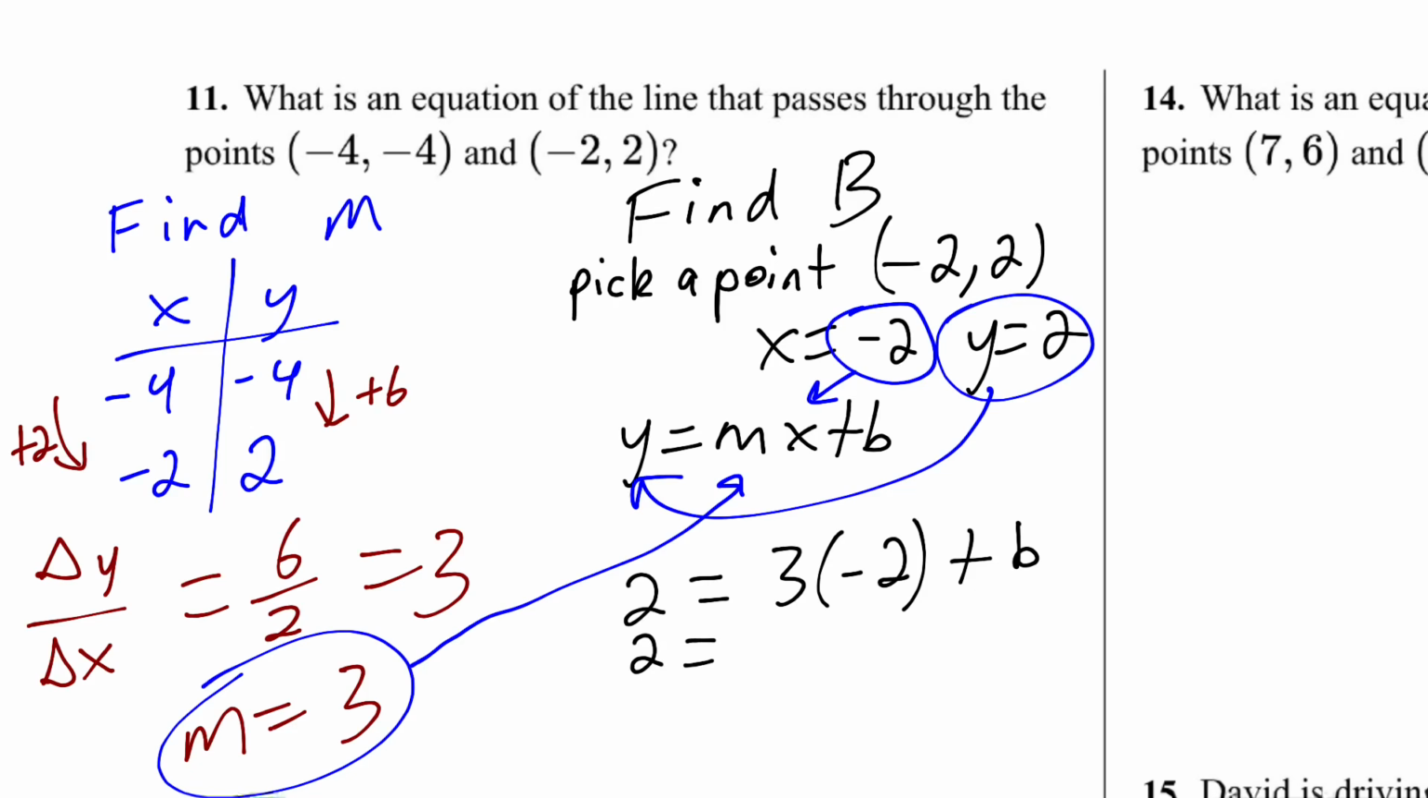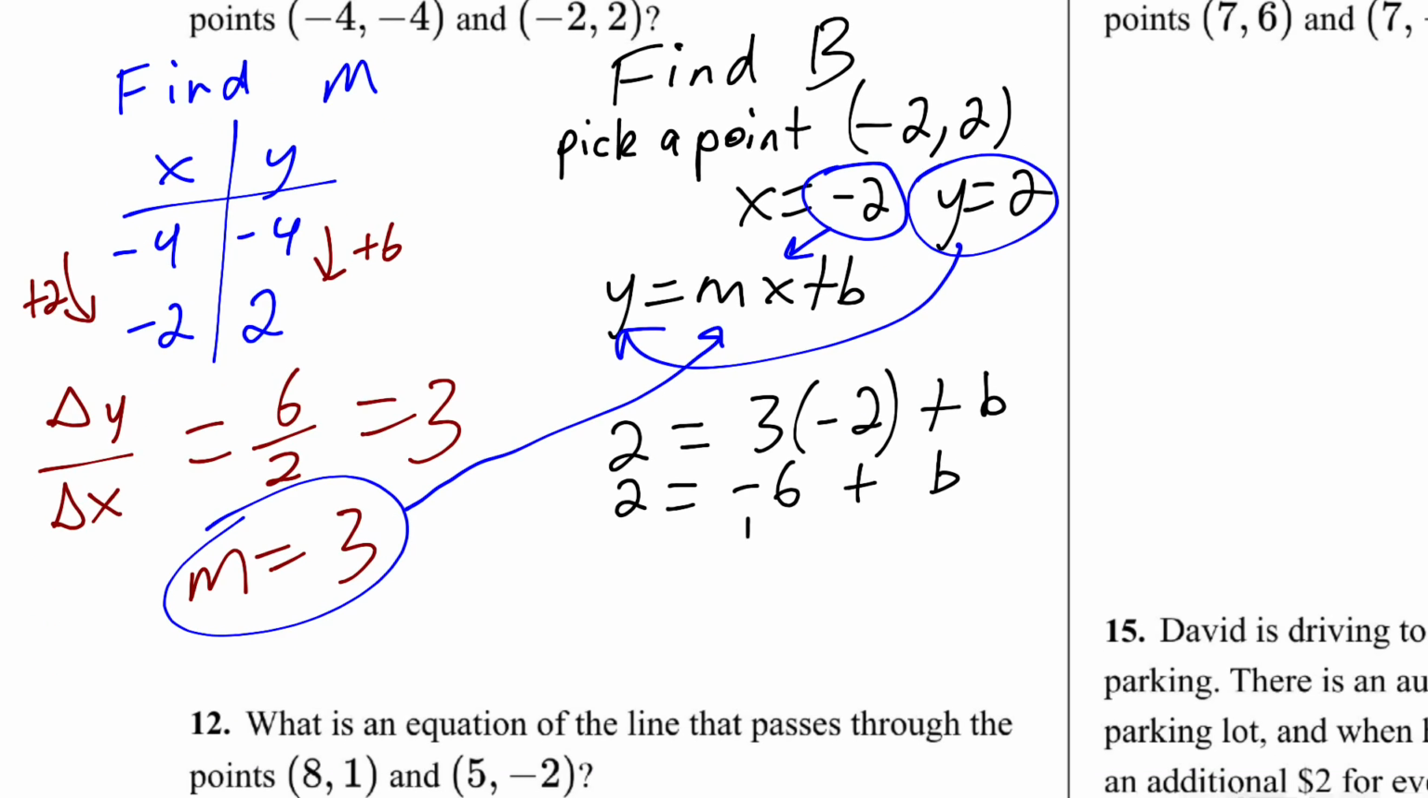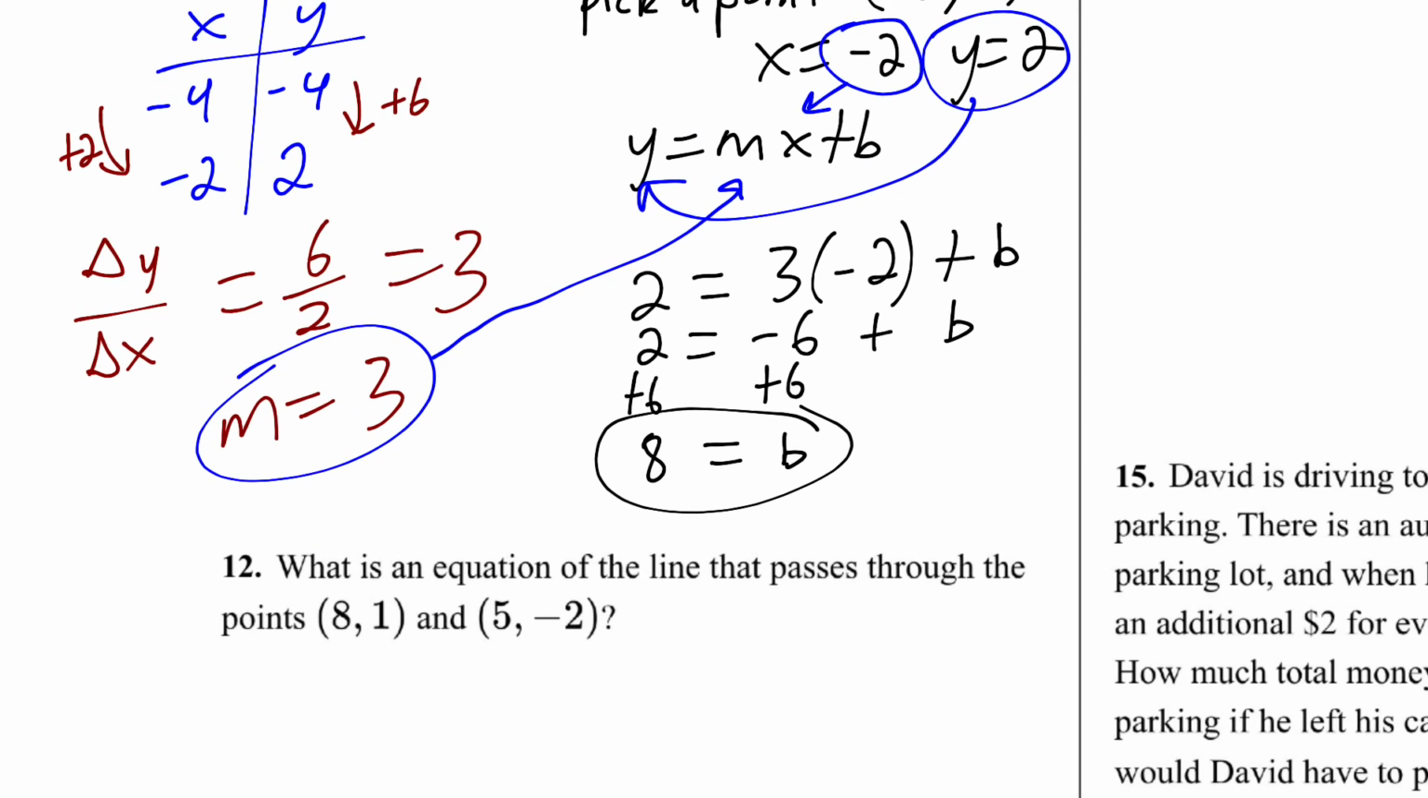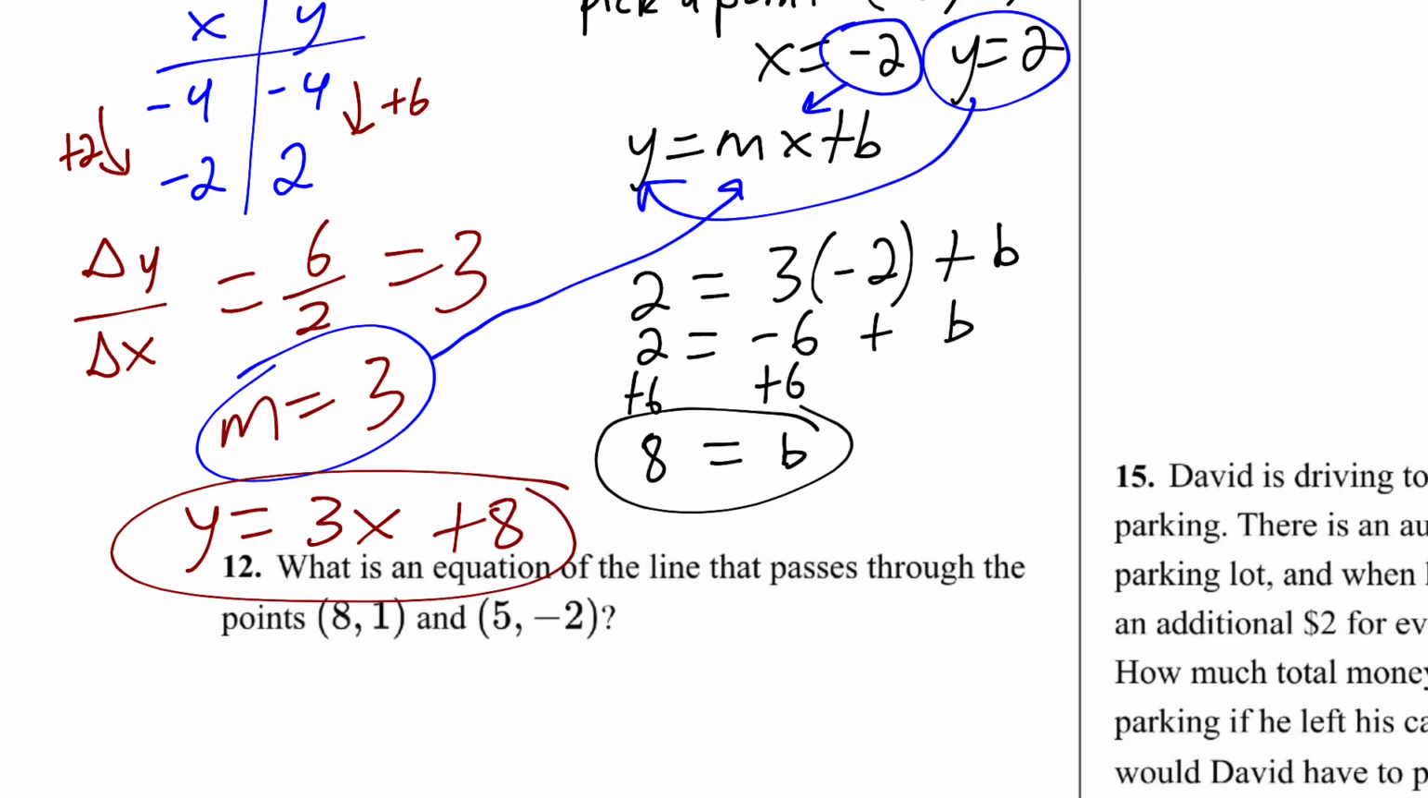If I multiply, I get 2 is equal to -6 plus b. Then I'm going to add 6 to both sides, and I get that 8 is equal to b. Now that I've found my two values, I put it all together. Y is equal to 3x plus 8. And that's my equation.